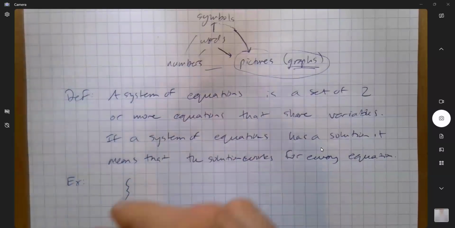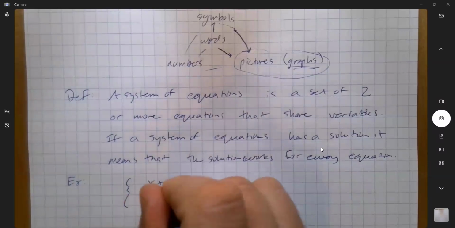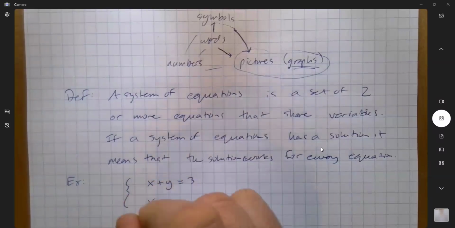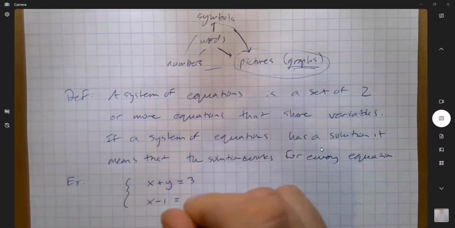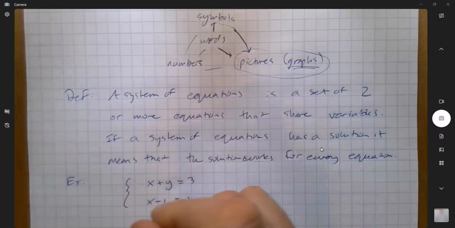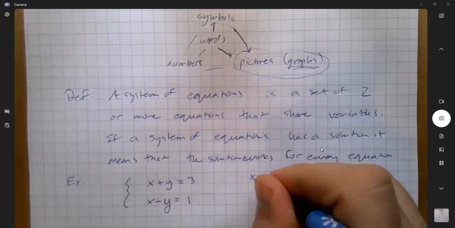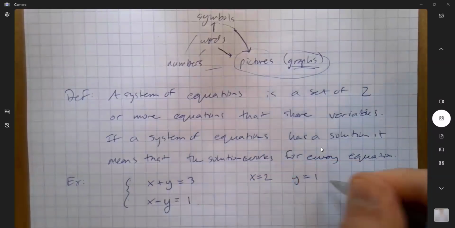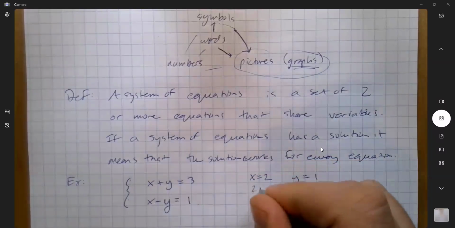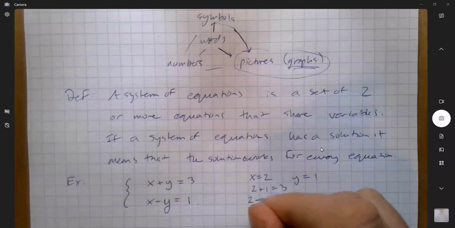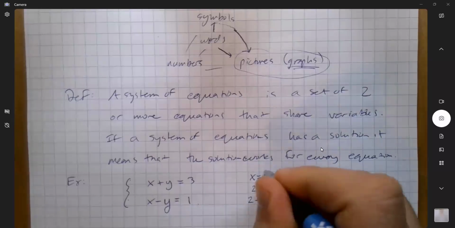Here's a system of equations. x plus y equals 3 and x minus y equals 1. We usually denote that we have a system with this brace here, and that indicates if I'm looking for a solution, it has to solve both equations. And notice that if I choose x equals 2 and y equals 1, then 2 plus 1 equals 3, and 2 minus 1 equals 1.